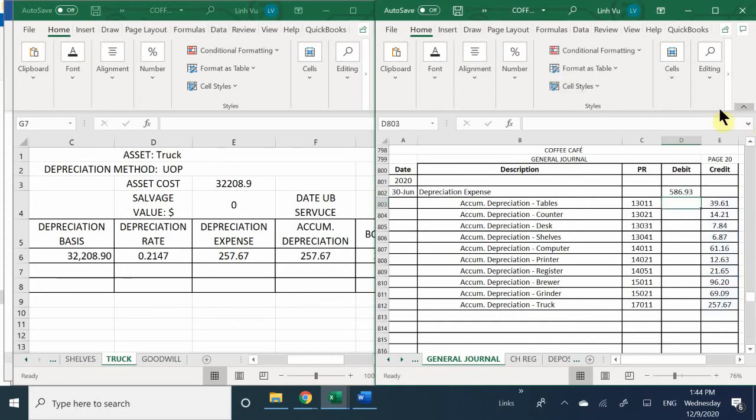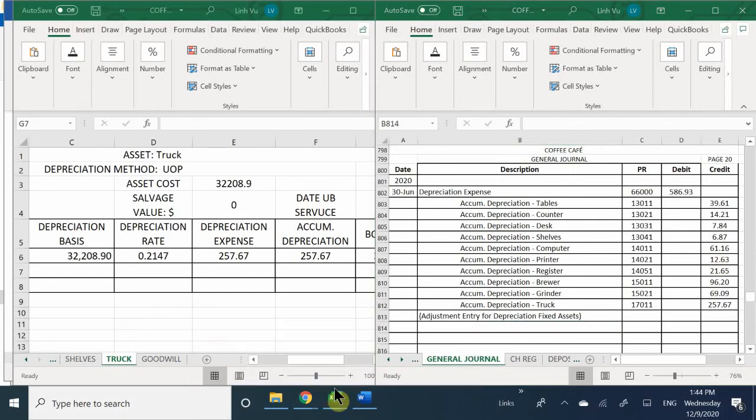All right. I got 586.93. Yes, that's good. So what account number is depreciation expense? 66,000. Okay. Other things that you're going to do is right here. You can write adjustment entry for depreciating fixed assets. Or you could just write adjustment entry, whatever you feel you need.